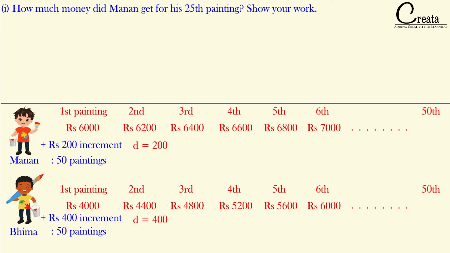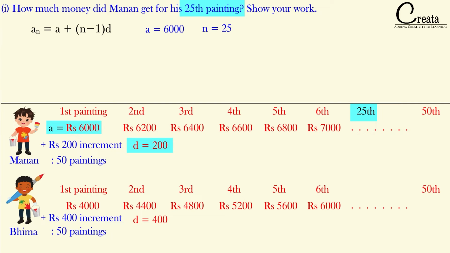The first part is how much money did Manan get for his 25th painting? Manan has created a total of 50 paintings and we have to calculate how much money Manan has got for the 25th painting. So here this is the arithmetic series and we have to calculate the 25th term of this arithmetic progression series. So which formula will be used? It will be a plus n minus 1 d. This formula will be used to solve this question. Here a is the first term, n is the nth term which we have to calculate. Here it is the 25th term that we have to calculate, and d is the difference.